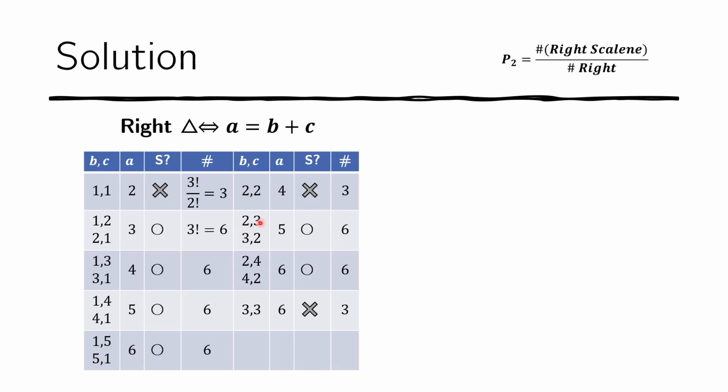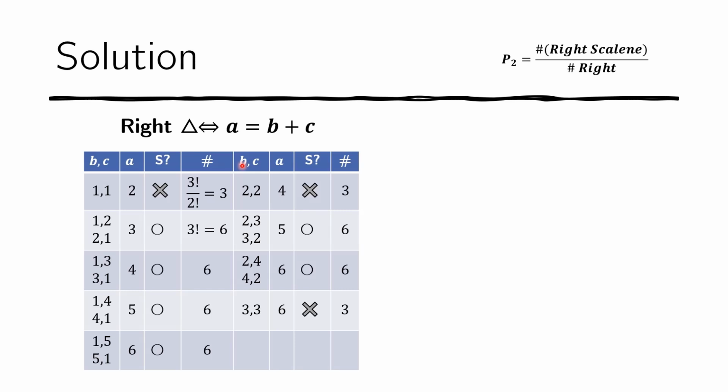Then we increment 3 to 4. 2, 4, it's pretty much the same process. We just write again 4, 2, and 2 plus 4 or 4 plus 2, A would have to be 6. And again, 2, 4, and 6 are all different numbers. So we have a scalene triangle for that combination, and there are 6 of them. Now, we cannot go from 4 to 5, because 2 plus 5 would be 7. A would have to be 7. And so we do not consider any more increments for C.